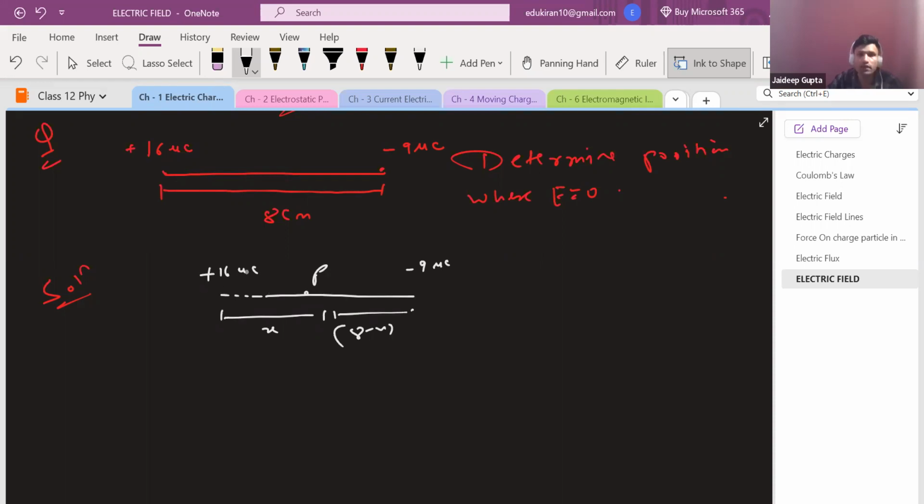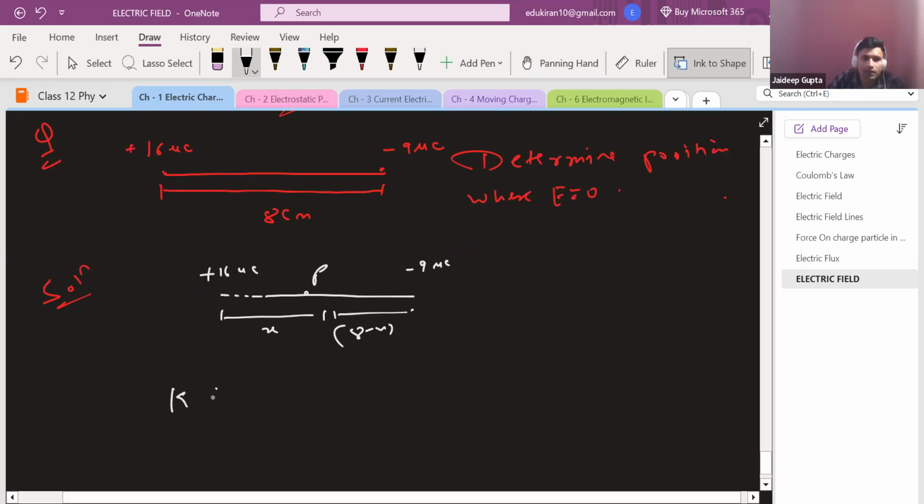Now, what is the direction of the electric field due to positive charge at point P? Away from the charge, towards right. And due to negative charge, towards it. So do you really think it is possible the point will be somewhere between the two charges? It's impossible because the direction of both the electric fields is the same, so there is no possibility that the electric field will come out to be zero. But for now, just assume it is somewhere between the two charges.